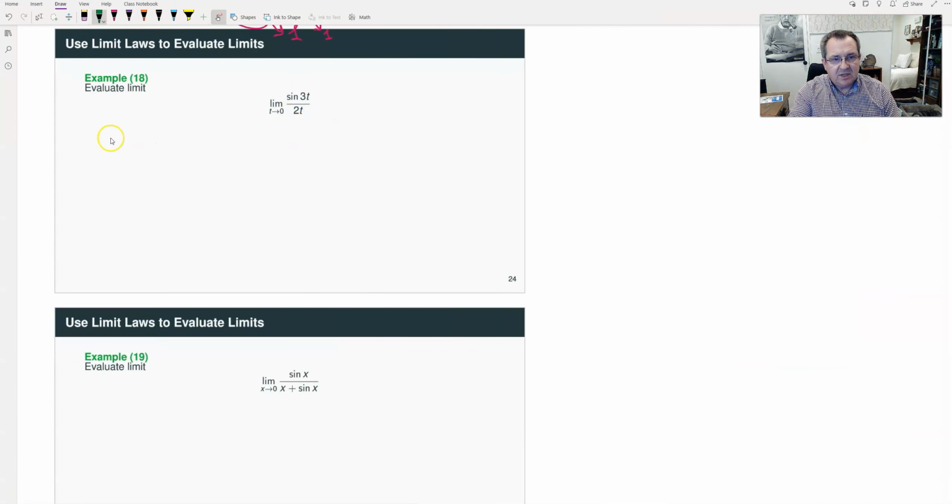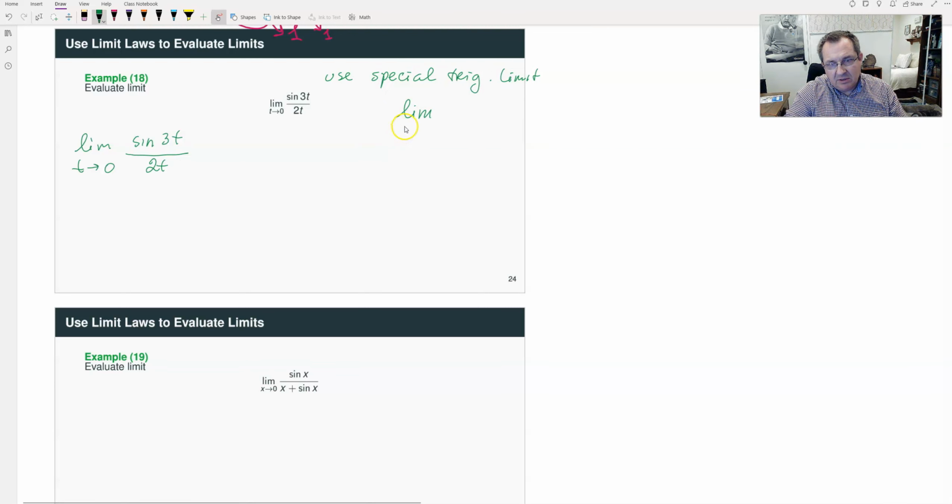Let us take a look at another example. Here we have the limit as t approaches 0 of the fraction sine 3t divided by 2t. And we already know that when polynomials meet trigonometric functions, the idea is to use the special trigonometric limit, which is the limit as t approaches 0 of sine t over t equals 1. Now, I have something that looks very similar. In particular, that 2 in the denominator can be factored out.